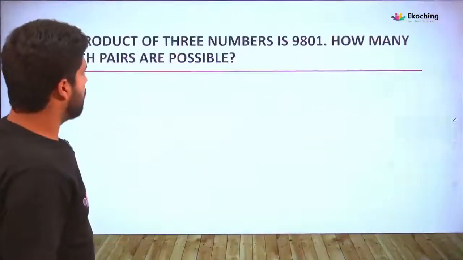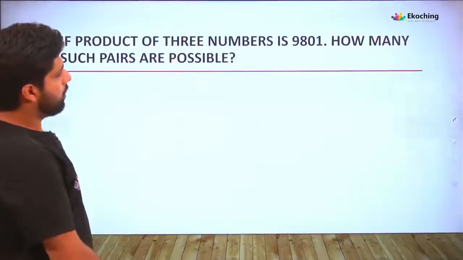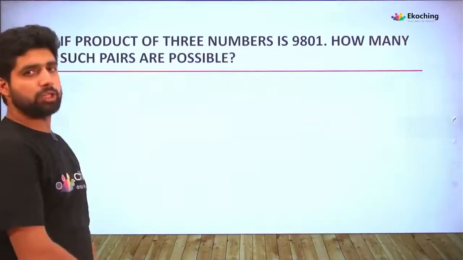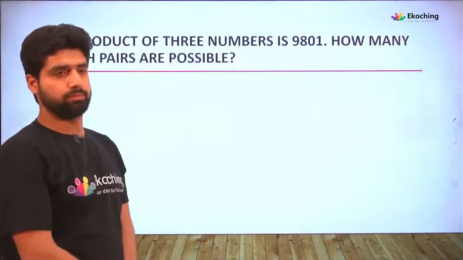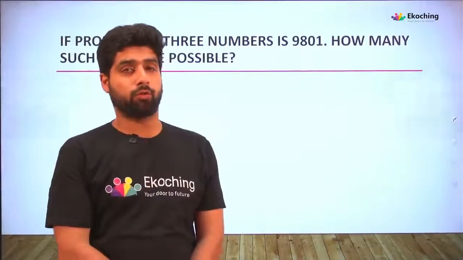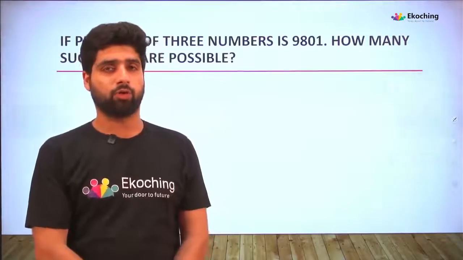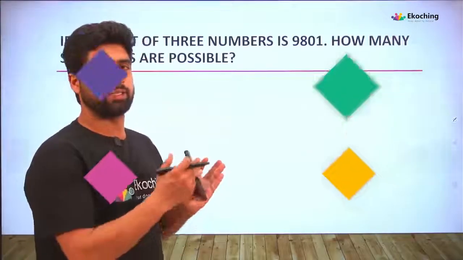Here is the question on your screen. If the product of three numbers is 9801, how many such pairs are possible? One of the very good questions for CAT, for theta base. So again, I request you to pause your video for 2 or 3 minutes and just try this question.